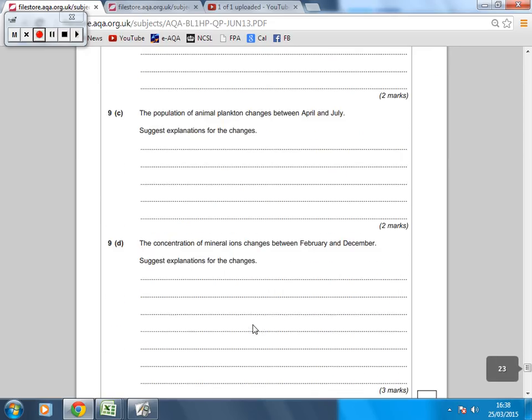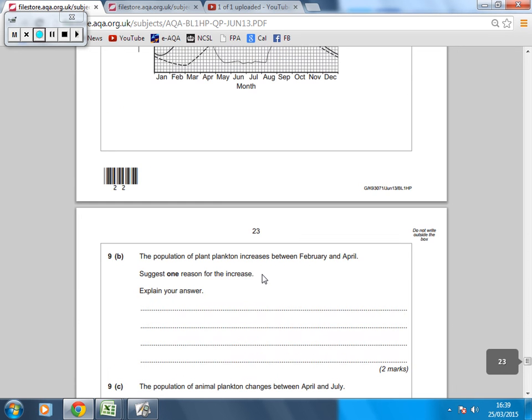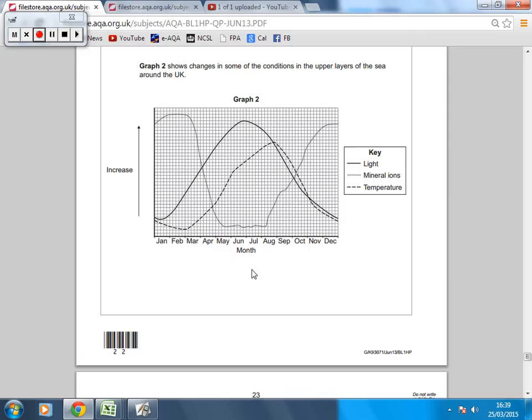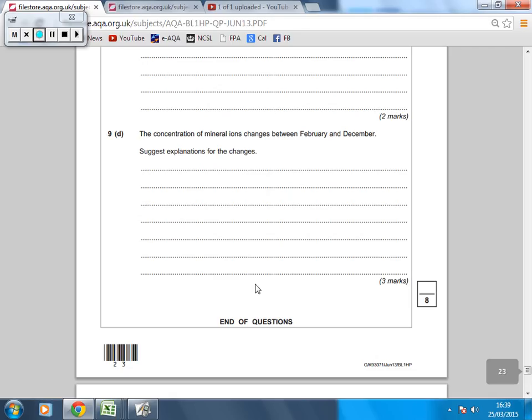Next one, the population of animal plankton changes between April and July. Suggest explanations for the changes. So go back to here, April to July. So have a look here, look at what's going on, and then try and use this data here to explain why that might be the case. And then the concentration of mineral ions changes between February and December. Suggest explanations for these changes. That's 3 marks, last 3 marks in the paper, likely to be the A-star marks. So 3 bullet points, try and score at least 2 out of 3. Why might those levels change over that time?